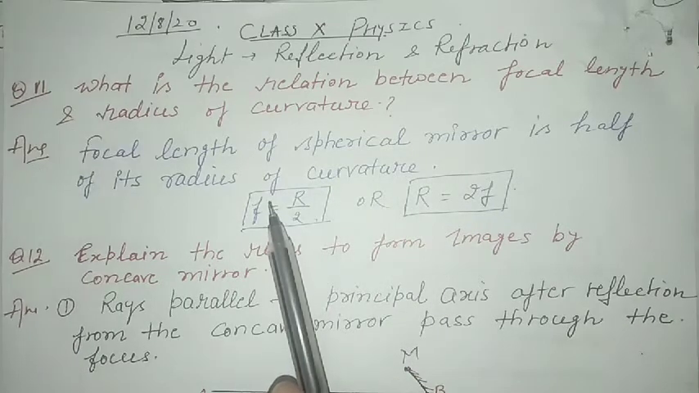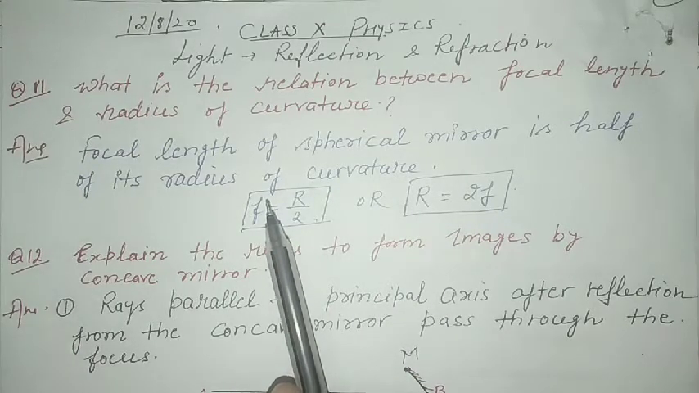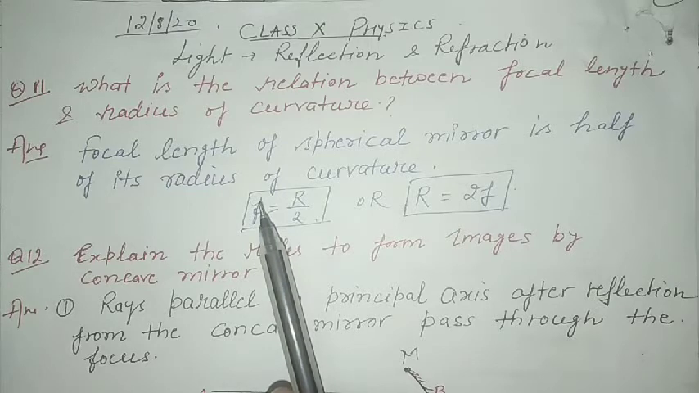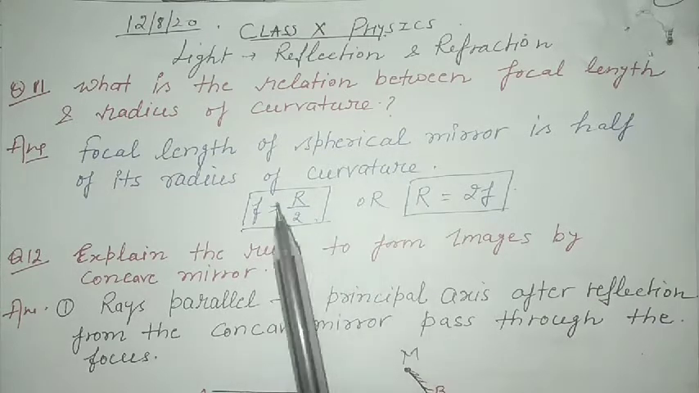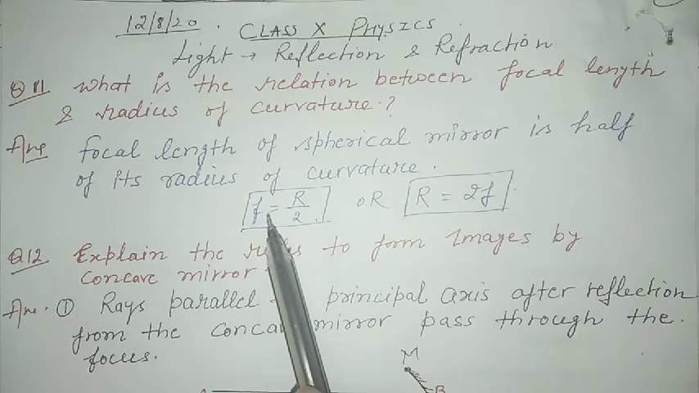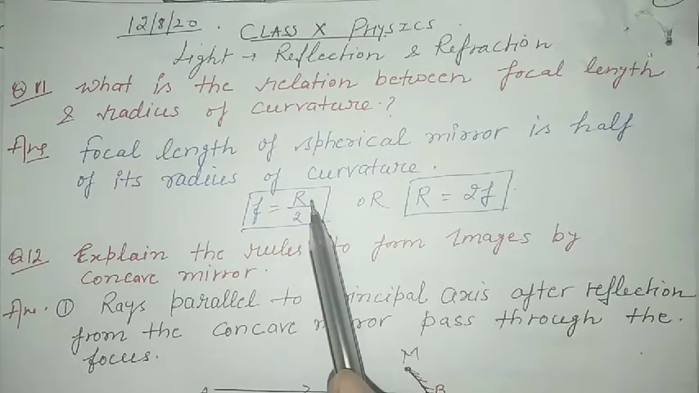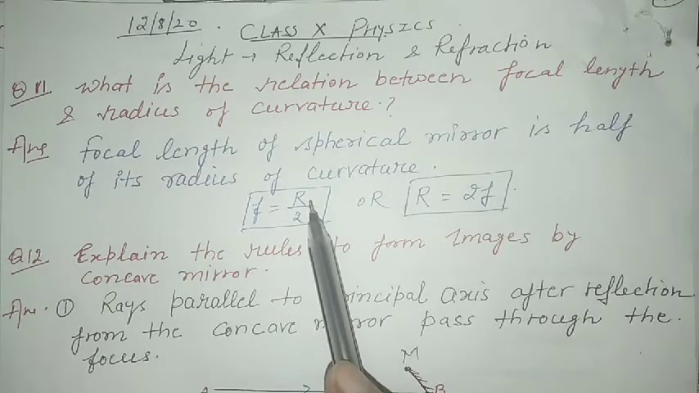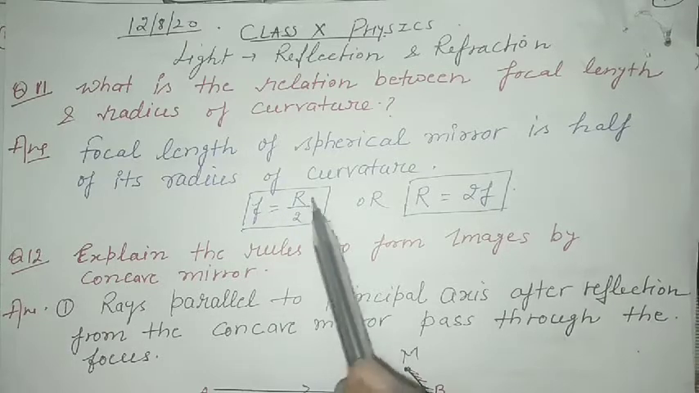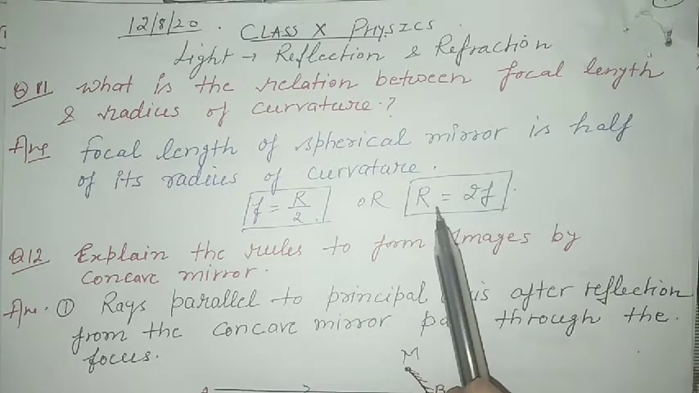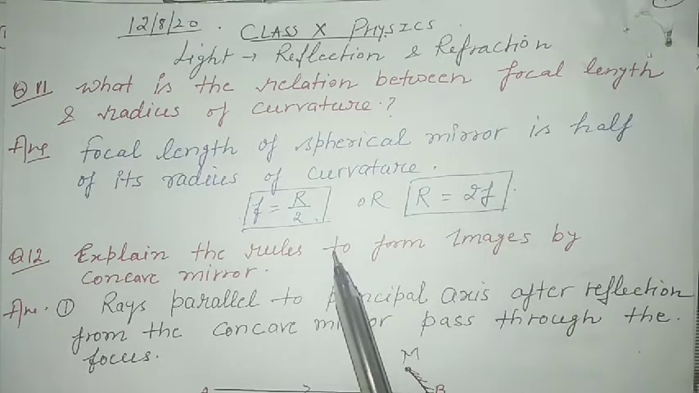In the last video, we discussed what focal length is. The distance between the principal focus and the pole of the spherical mirror is known as the focal length. The focal length is just half of the radius of curvature. R is the radius of curvature, F is the focal length. Or, the radius of curvature is twice the focal length.